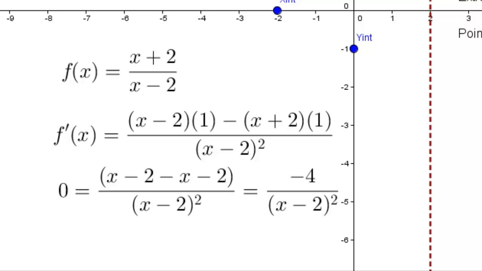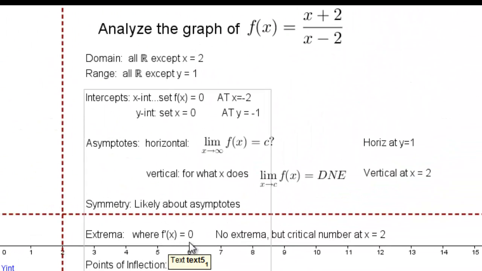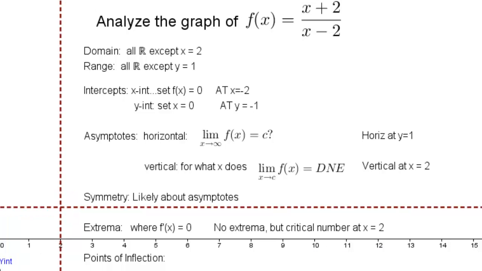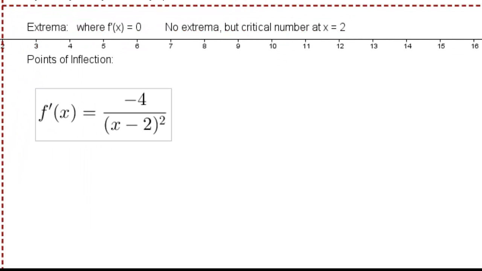So therefore, where the derivative is not going to equal 0. So we don't have any extrema, but we do have a critical number at x equals 2. So let's talk about points of inflection. We're going to take that simplified first derivative, and then we're going to find its derivative to find the second derivative.